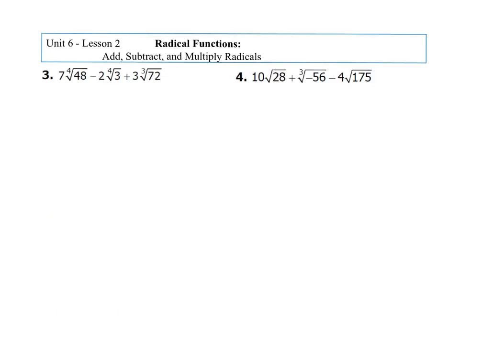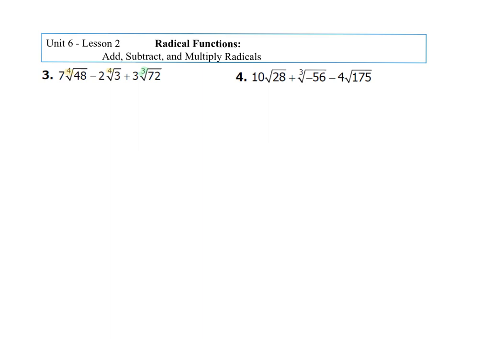Okay, number 3, we have 7 times the 4th root of 48 minus 2 times the 4th root of 3 plus 3 times the cube root of 72. Now, we can only put together things that have matching indexes. So notice we've got two 4th roots. Those two have potential to be like terms, but because this is a cube root, it won't go together with them. It's like having 2 x terms and then 1 y term. But regardless of that, we still need to simplify all radicals.